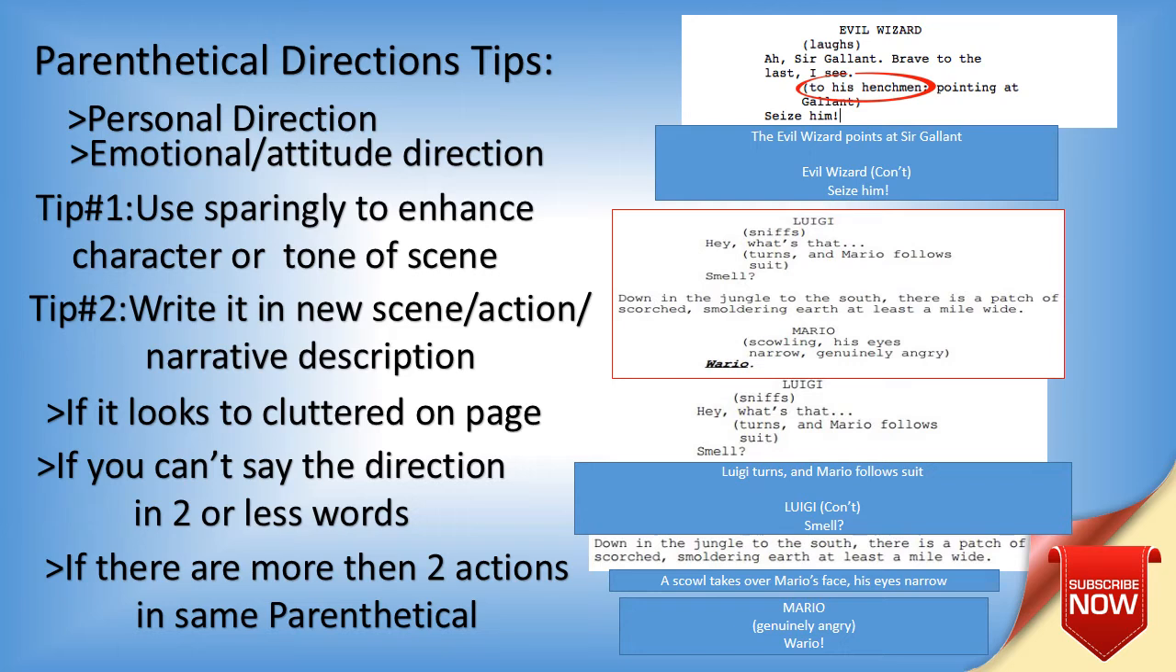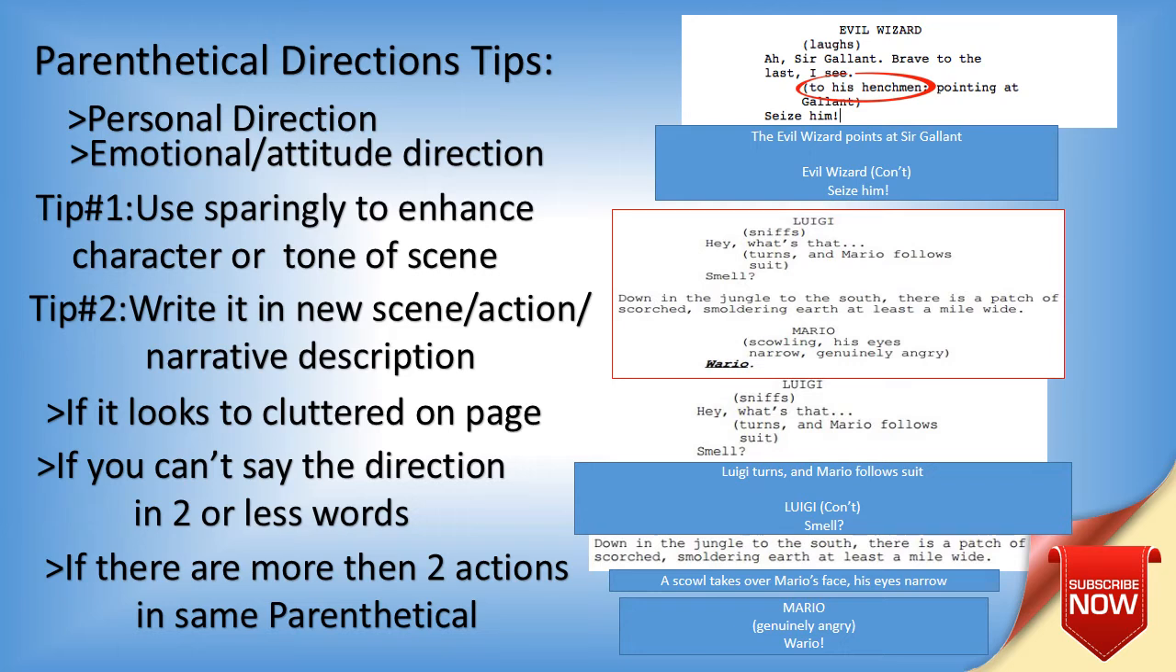Keep "to his henchman," which is fine, and then start a whole new action narrative description that says the evil wizard points to Sir Galahad. And then go back to the dialogue where it says evil wizard continued, in parentheses, and then you just have him say his line, "seize him," instead of having that big block of parentheticals. You clean it up. It makes it easier to read. So, hope that helped. Here's another example.